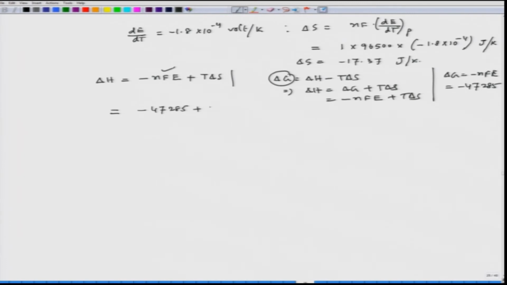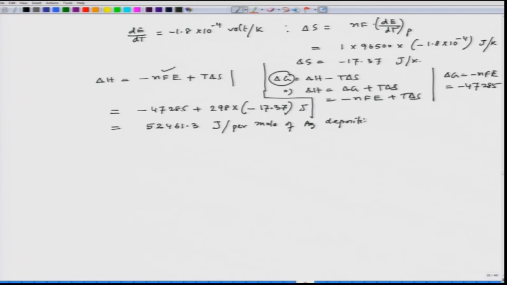plus, and this T is 25 degrees, which is 298 Kelvin, into del S we have found, which is minus 17.37 joule. So, this becomes joule. Then in total if we calculate, it would become 52461.3 joule. And of course, here we are considering 1 mole of Ag deposition, so per mole deposition.